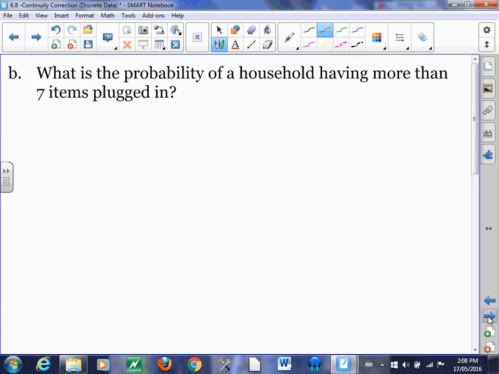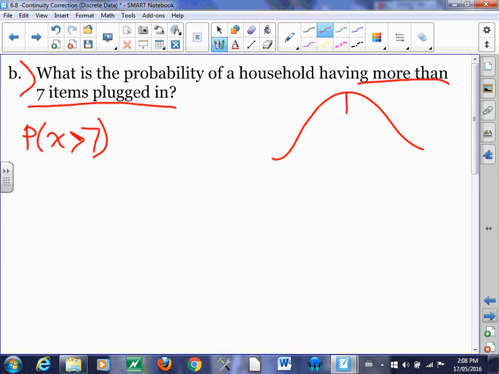All right, B part. What's the probability of a household having more than 7 items plugged in? So probability where X is greater than 7. Okay, and remember, if we take a look at our graph, we know 12 is the middle, so 7 is down below somewhere. So if I do a bar of 7, kind of like that, and 7 is right in the middle. Remember, we want to approximate to the left and to the right, so the lower boundary is going to be 6.5 and the upper boundary is going to be 7.5.